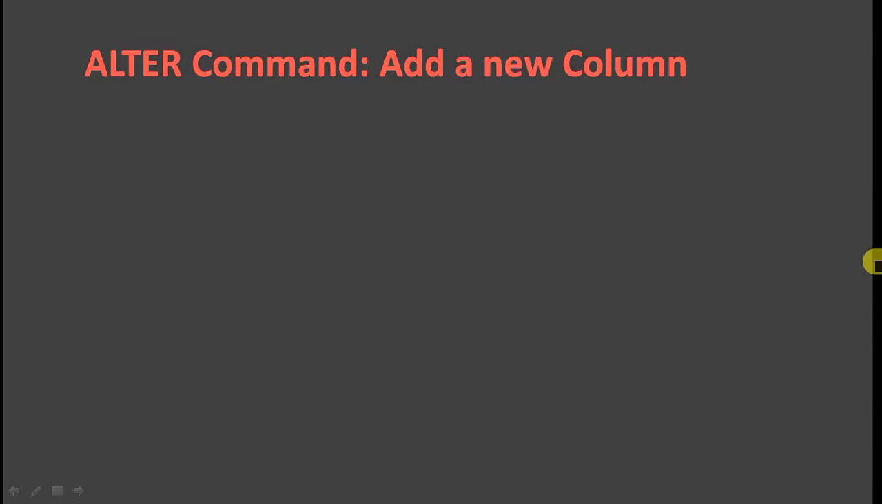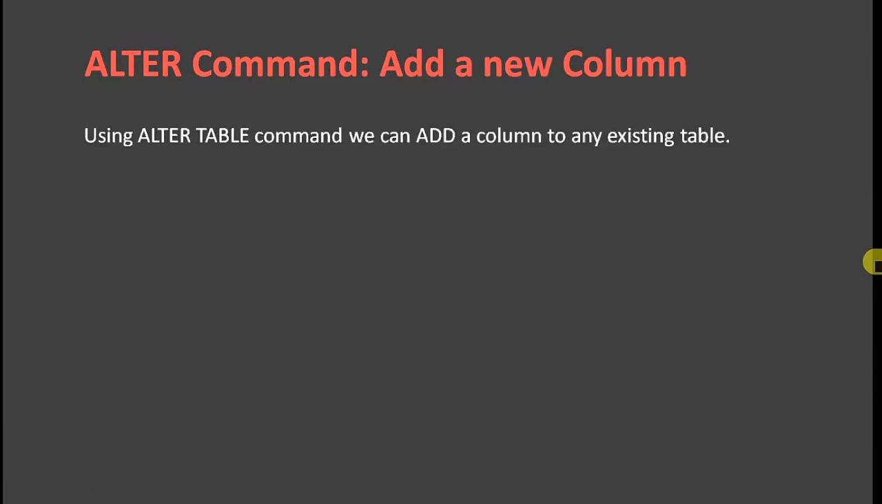First we will see the alter command to add a new column. Using the alter table command, we can add a column to any existing table. Sometimes we may require to add additional information. In that case, we do not require to create the whole database again. Let us see the syntax.